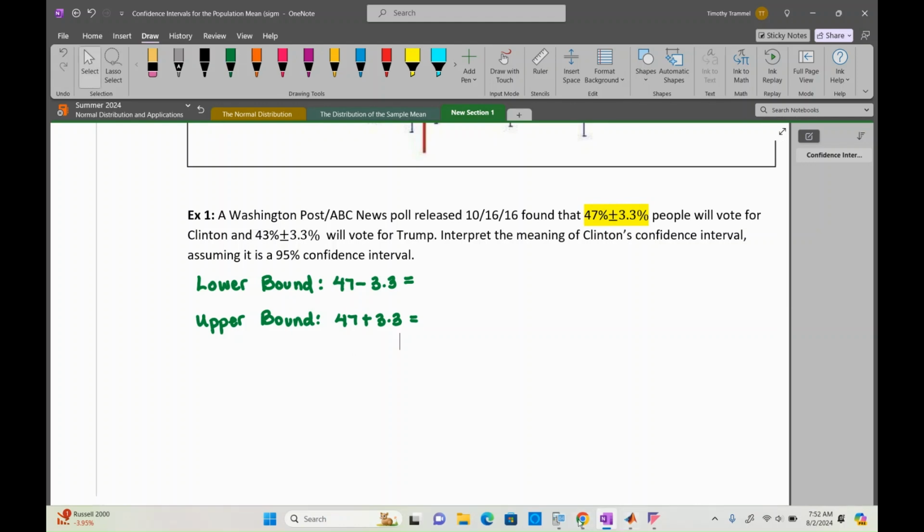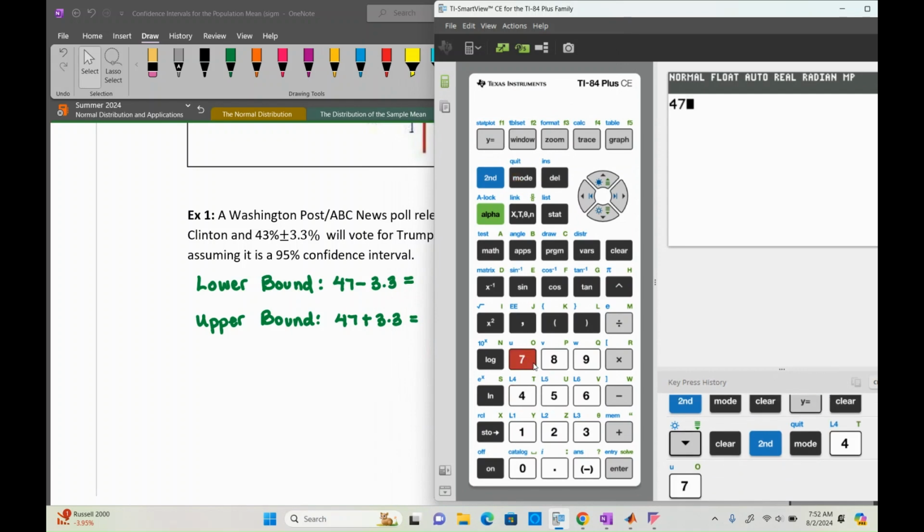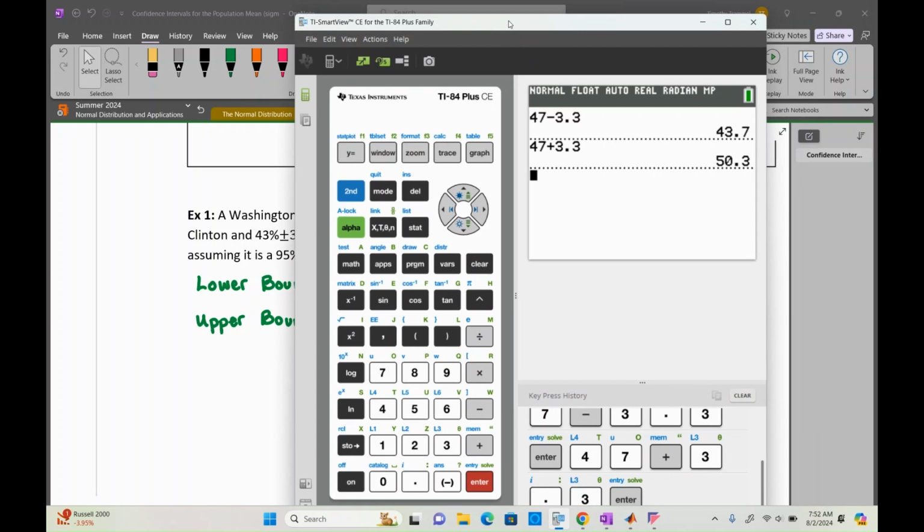All right. And if we want to, we can grab the calculator. So what we have, 47 minus 3.3 and 47 plus 3.3. And so if I scoot this over, we can see our two numbers here. So we have 43.7 and 50.3.